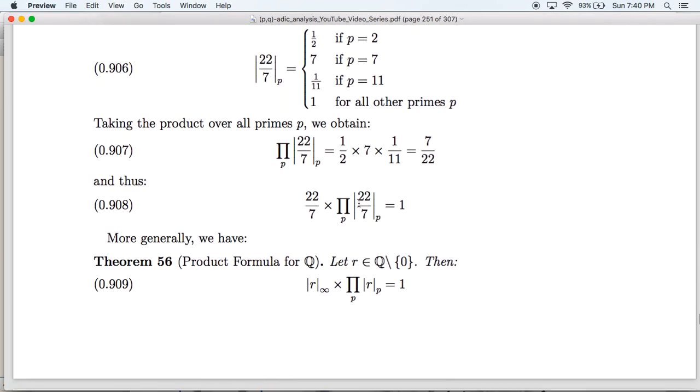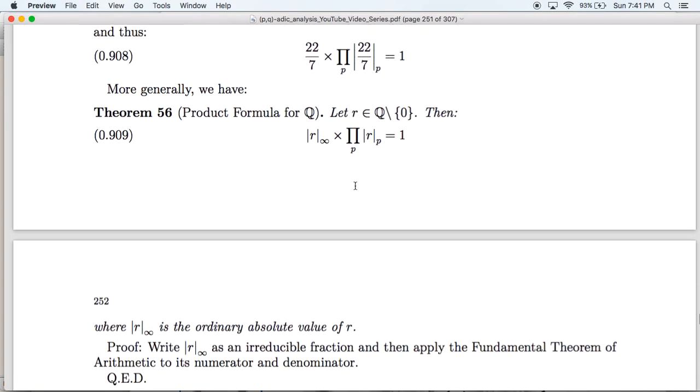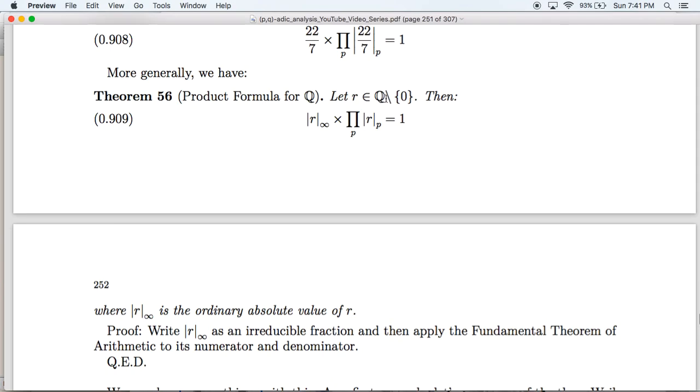Taking the product over all primes p, we then get that the product of the p-adic absolute values of 22/7 is 1/2 times 7 times 1/11, which is 7/22. And so 22/7 times the product of its p-adic absolute values over all primes p is equal to 1. And this is the product formula. Let r be a non-zero rational number. Then the real absolute value of r times the product of all the p-adic absolute values of r will always be equal to 1.